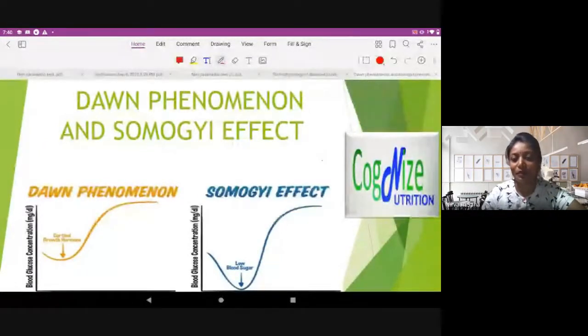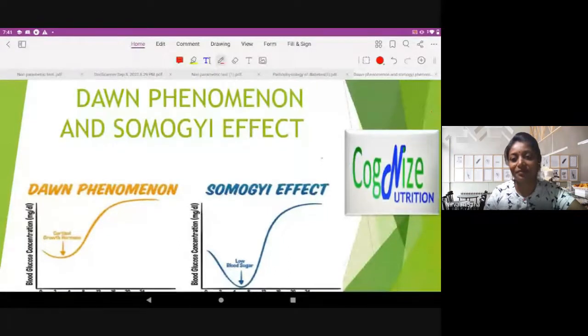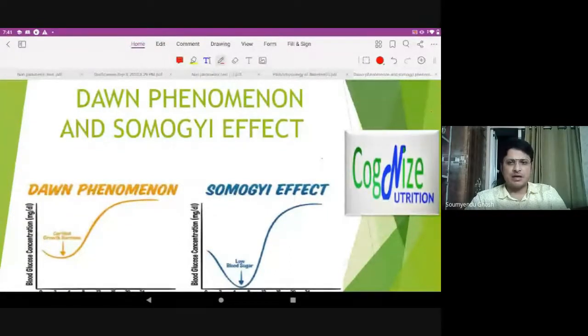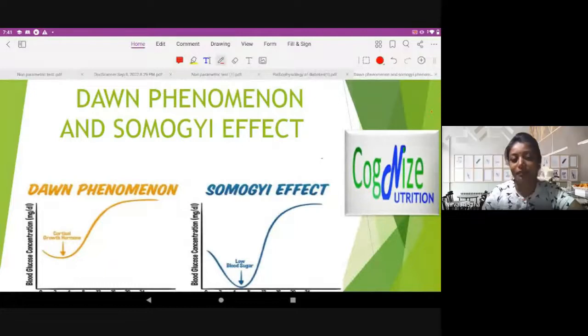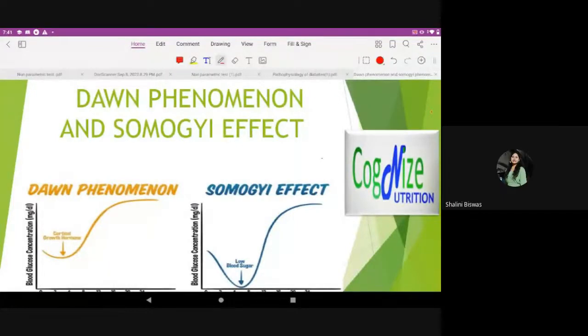Does anyone know what dawn phenomenon is, what is Somogyi effect, whatever you know? Anyone from the past batch, Fatima, or anyone who has learned in the past batch. Shalini? Ma'am, blood sugar rises in the early morning, in both dawn phenomenon and Somogyi effect.